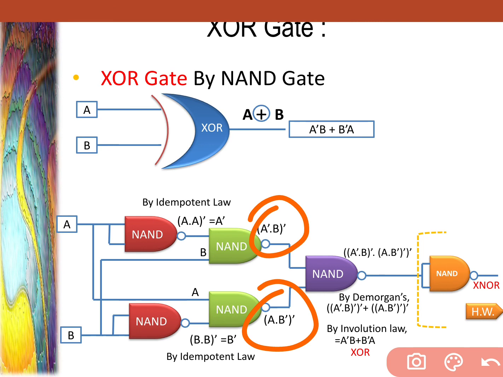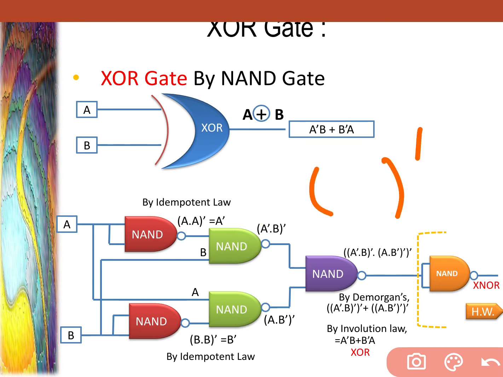Then we want A dash dot B, plus B dash dot A, but we don't want the whole dash. We have to remove this whole dash. How are we going to remove that whole dash? And we want plus here. In between both of them we want plus. But NAND always provides us dot. Then again we have to apply some De Morgan's law. Then only we are getting the plus sign.